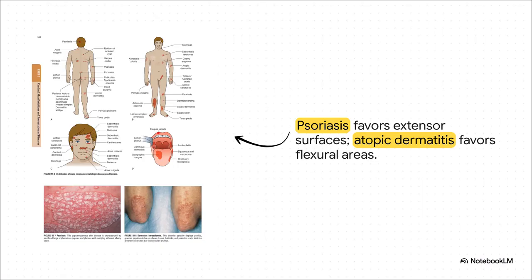This map is gold because certain rashes have, well, they have favored hangouts. Take psoriasis, for example. It absolutely loves extensor surfaces, like the outside of your elbows and your knees. But then look at atopic dermatitis. It's the complete opposite. It prefers the flexural areas, the crooks of your elbows, the backs of your knees. Just knowing that one simple fact can instantly narrow down your list of possibilities. It's all about pattern recognition.